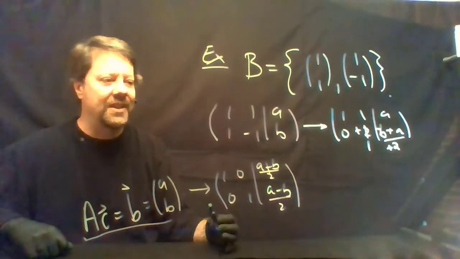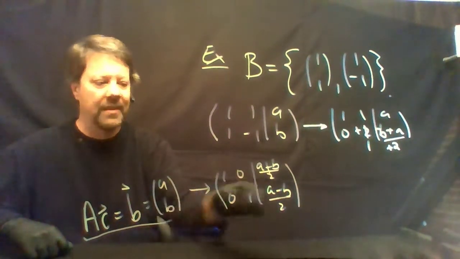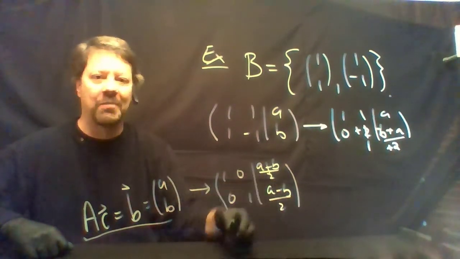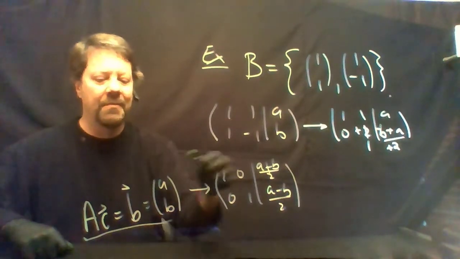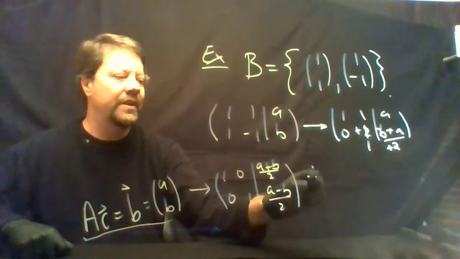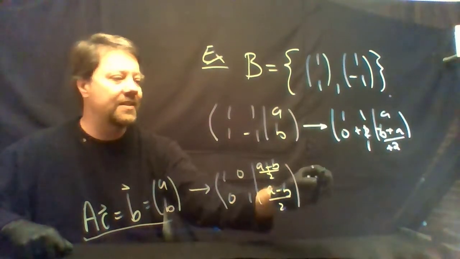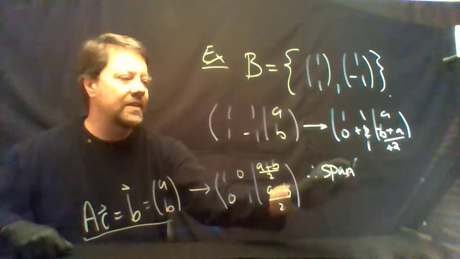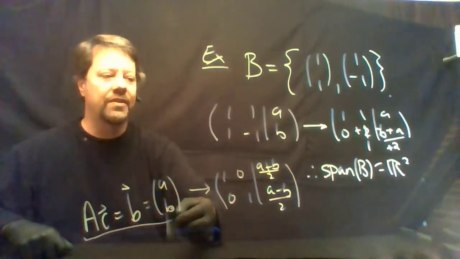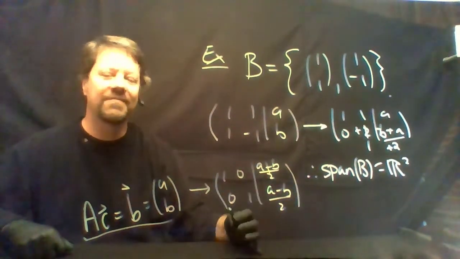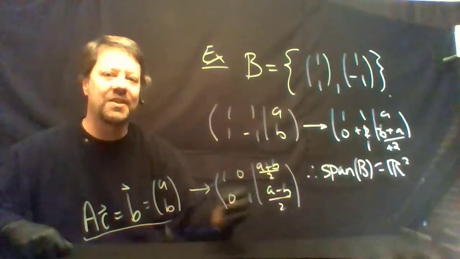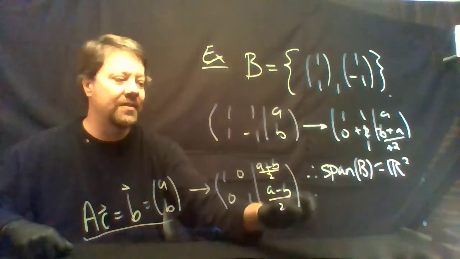So we see that there always is a solution to this system. c2 will be (a - b)/2, and c1 will be (a + b)/2, by which we can construct any vector (a, b) in R2. We deduce that because this is consistent, the span of B will be all of R2. Any vector in R2 can be expressed as a linear combination. Since the set was linearly independent, and since it spans R2, it is a basis.